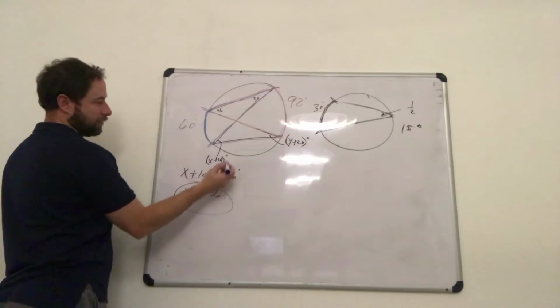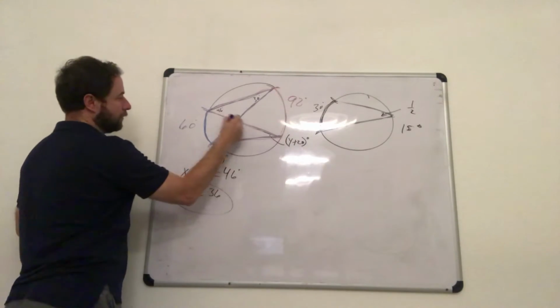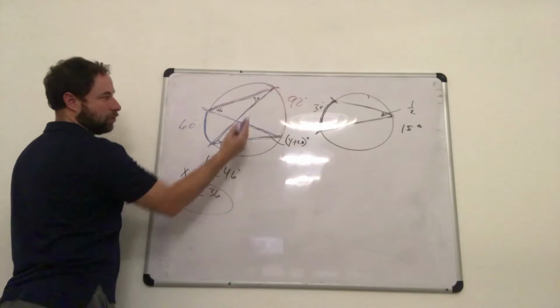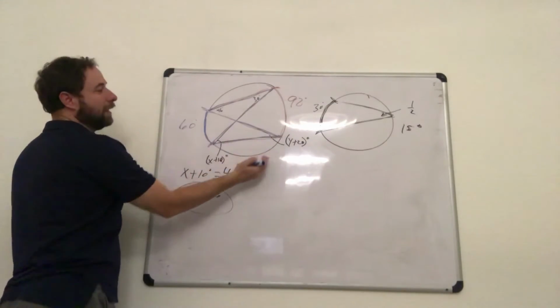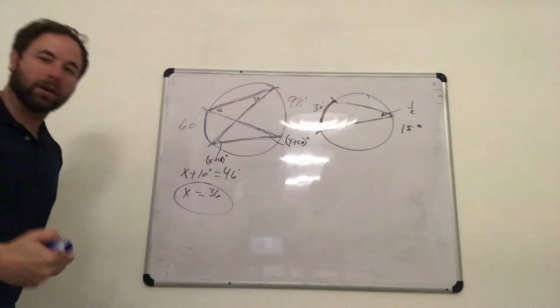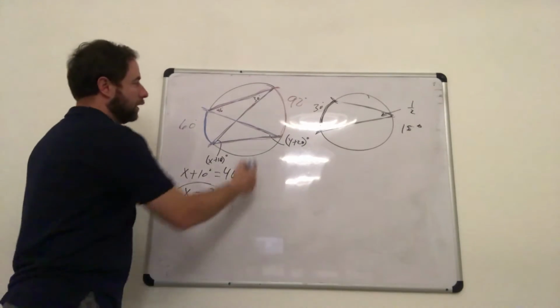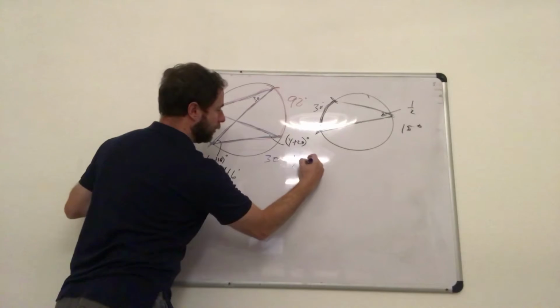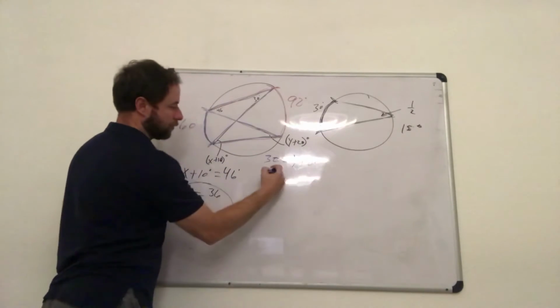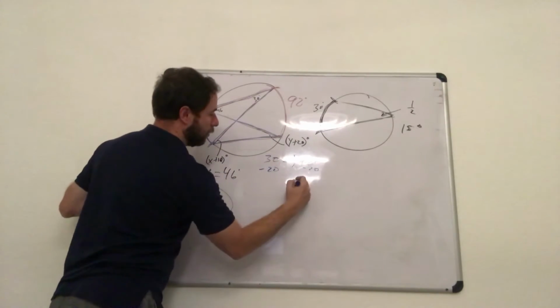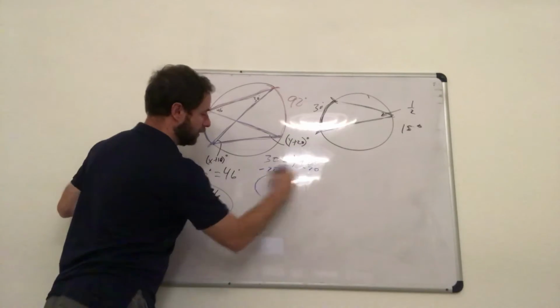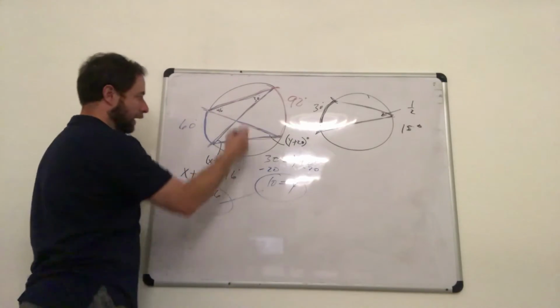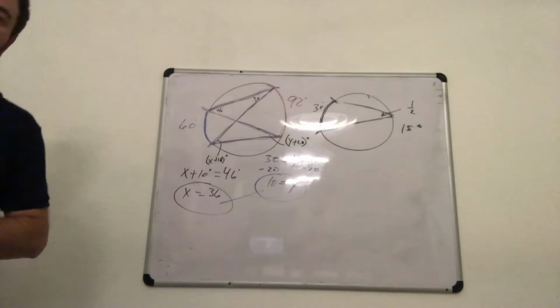Well, inscribing the same arc is, if you look, I know it's two different inscribed angles, but if they're inscribing the same arc, then they are equal. So 30 is going to be equal to y plus 20. Subtract 20 from both sides. y equals 10. So we just solved for x and y using the concept of inscribed angles.